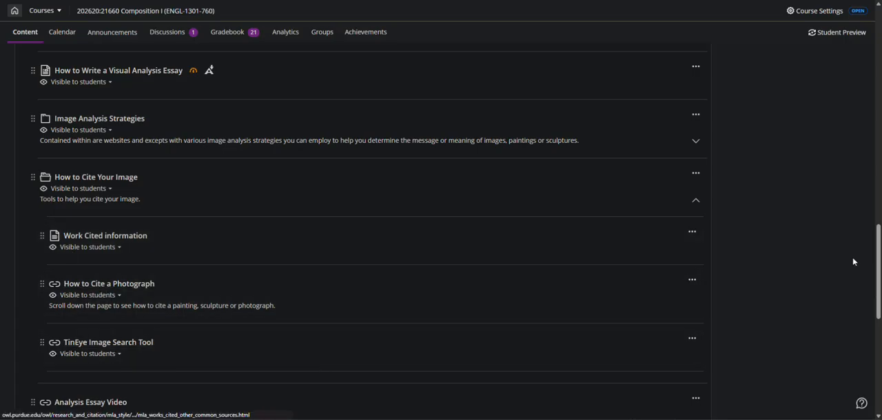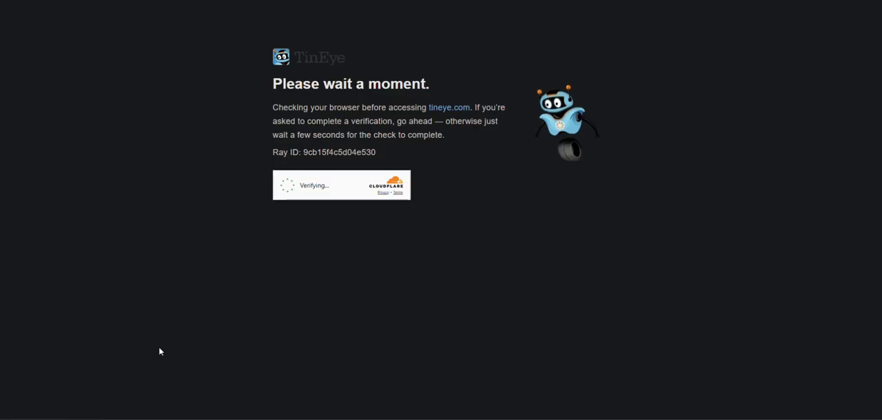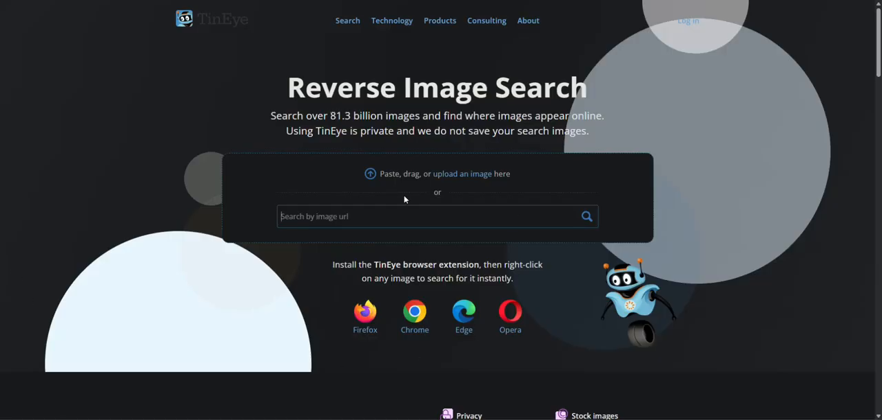And then finally, we have the TinEye image search tool. Now you can use TinEye. It's actually verifying that I'm a human at the moment. This is where you would drag and drop the image here, or if you had the URL, it will basically help you find where that image came from.